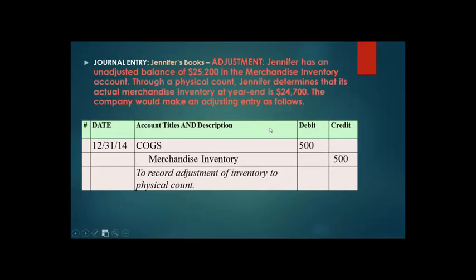So let's say Jennifer at the end of February counted all the inventory in the store and it added up to $24,700. But in her merchandise inventory account it said $25,200. She needs to write down what's in the books to what is physically out there. So this is 500 higher. We'll reduce the inventory account by 500 and we'll charge that off to cost of goods sold.